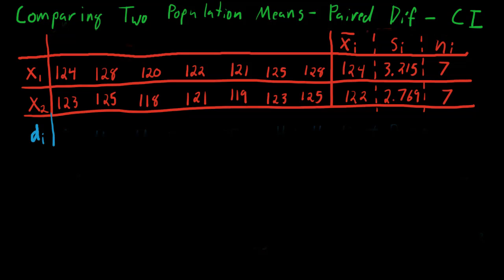So 124 minus 123 is a 1. 128 minus 125 is a 3. 120 minus 118 is 2. So we get 1, 2, 2, and a 3.